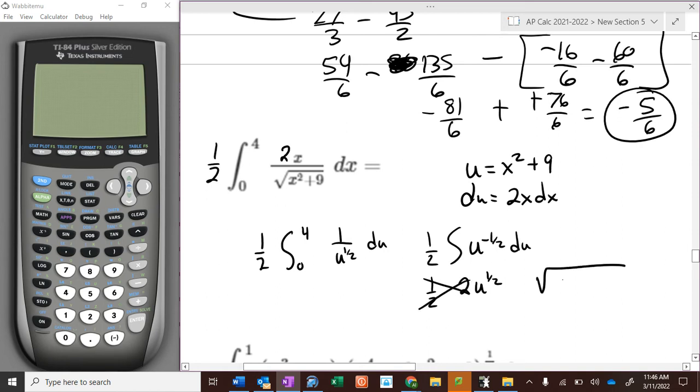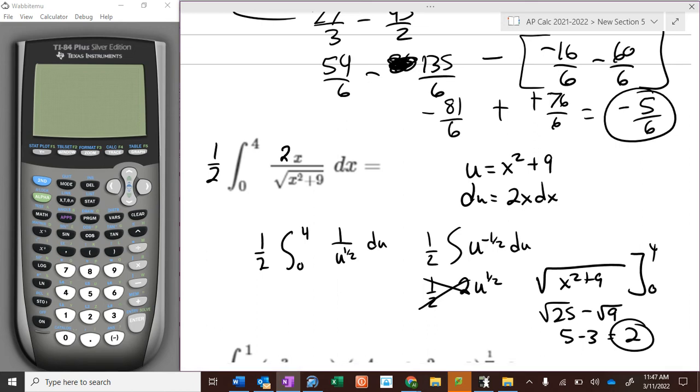So it's the square root of x squared plus 9 from 4 to 0. So it's 16 plus 9, which is 25, minus 0 square root of 9, or it's the square root of 25, right? Square root of 9, which is 5 minus 3, which is 2. You can do that on your calculator.